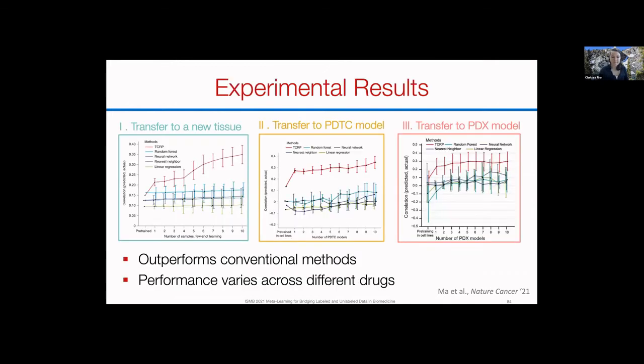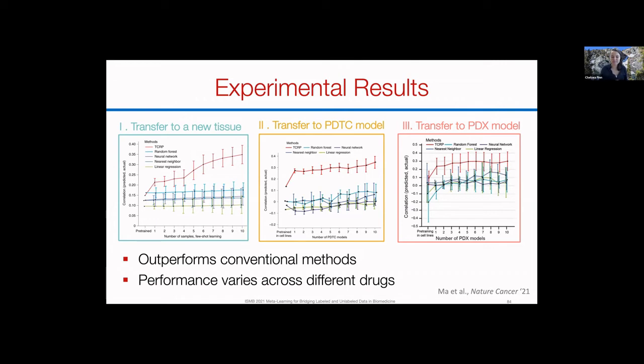Okay, so what these plots are showing is the metalearning approach in red. It's called TCRP. And then each of the supervised learning approaches, random forest, neural network, nearest neighbor, and linear regression, are shown in these blue and green and purple colors. And what we see is as we increase the number of samples from 0 to 10, we see an increase in the correlation. And overall, we see a pretty substantial difference between this metalearning method and methods trained with supervised learning. We also see some performance variation across different drugs. And this is as we would expect, since different drugs will probably share different amounts of structure and be easier or harder.